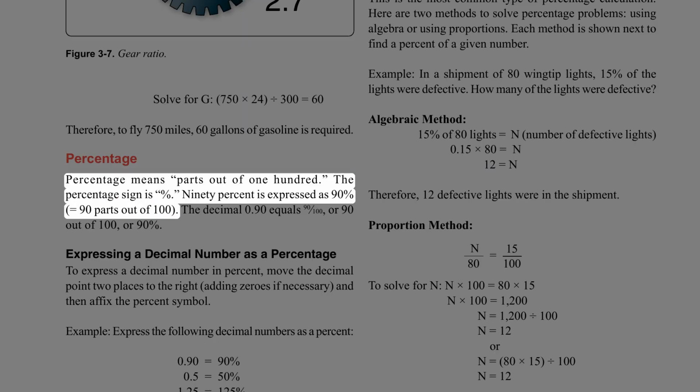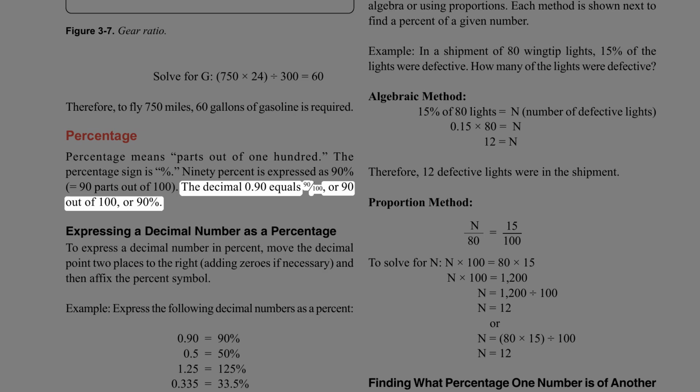Percentage. Percentage means parts out of 100. The percentage sign is %. 90% is expressed as 90%, equals 90 parts out of 100. The decimal 0.90 equals 90/100ths, or 90 out of 100, or 90%.